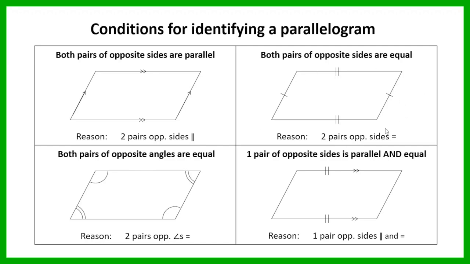Or you have to be able to say that there are two pairs of opposite sides that are equal to each other. Again, they can either give you that information, or you might need to prove that they are equal to each other.